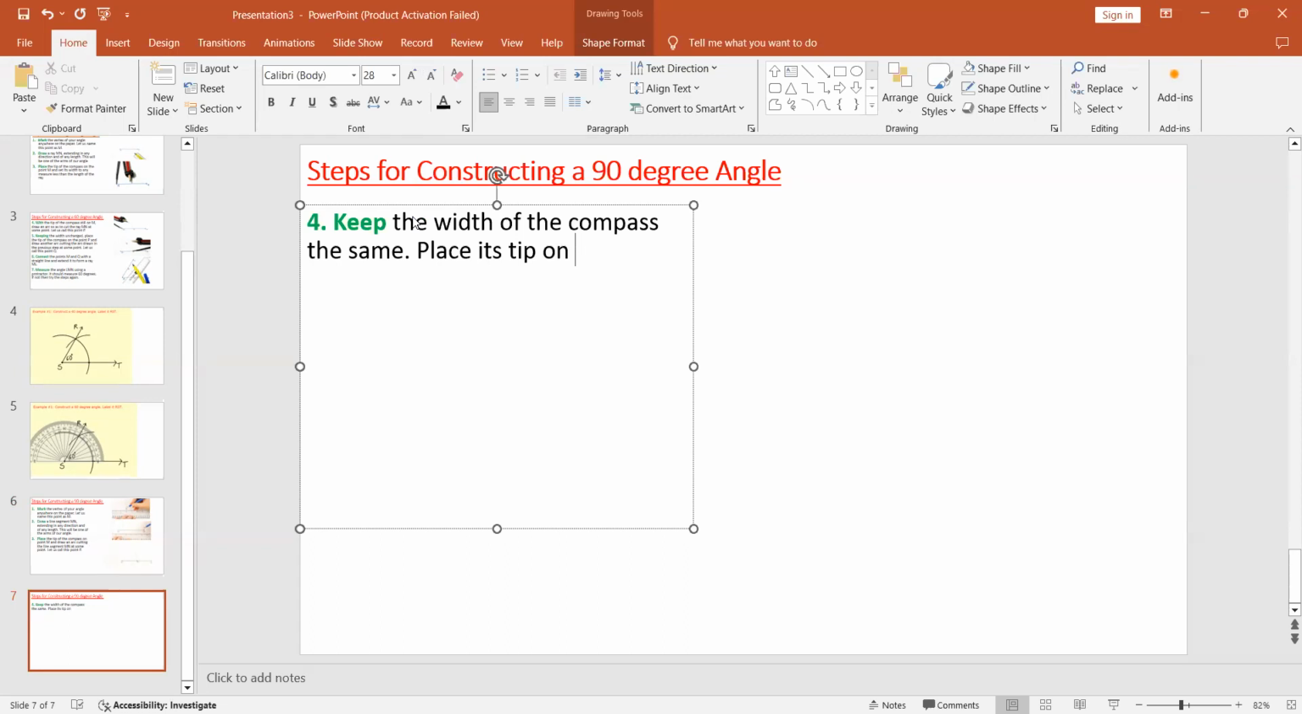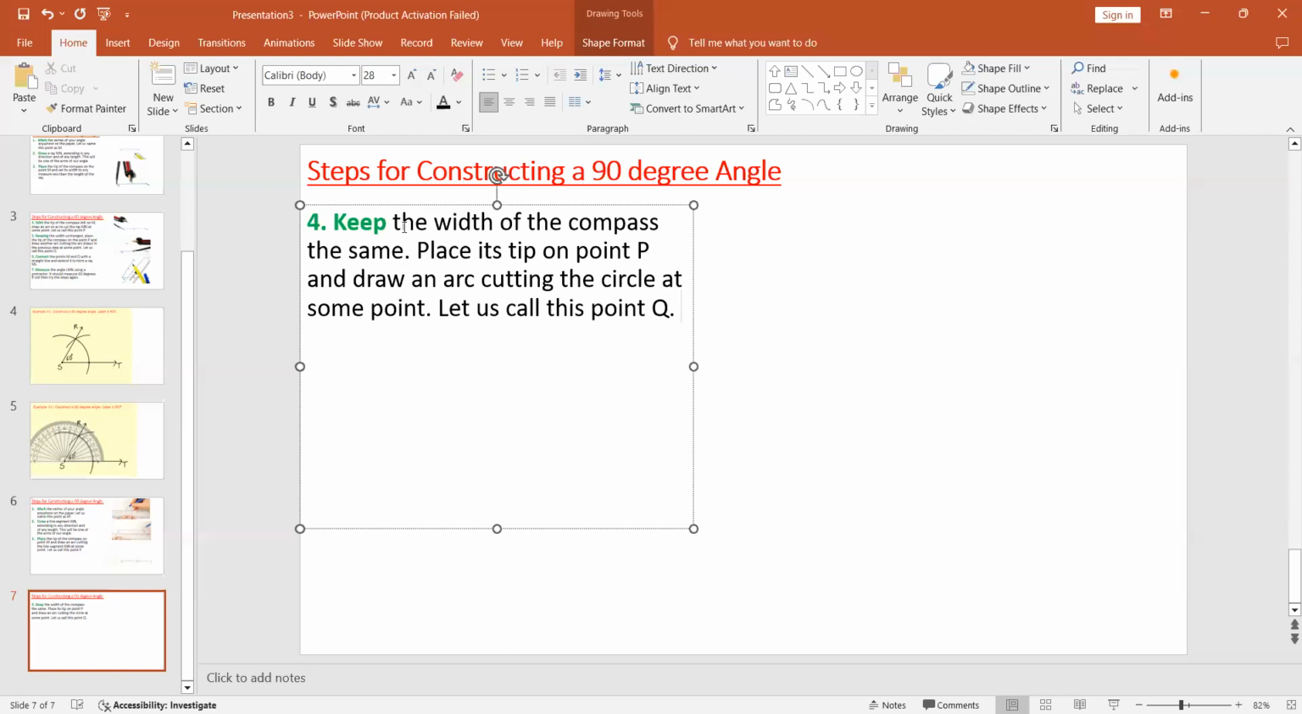I'm sorry, it's number four. Then place its tip on point P, and draw an arc cutting a circle at some point. Let us call this point Q. So no new information here. It's the same steps up to four.